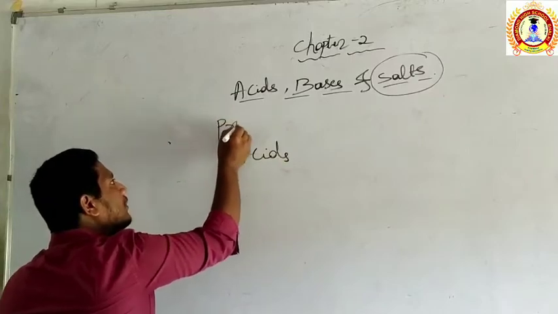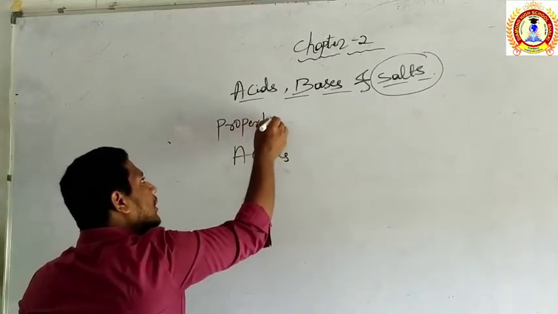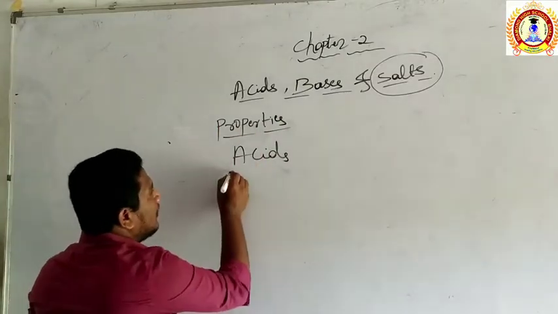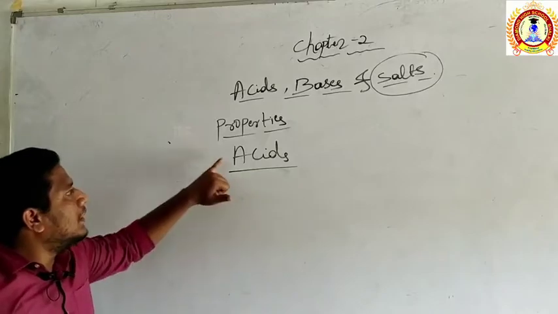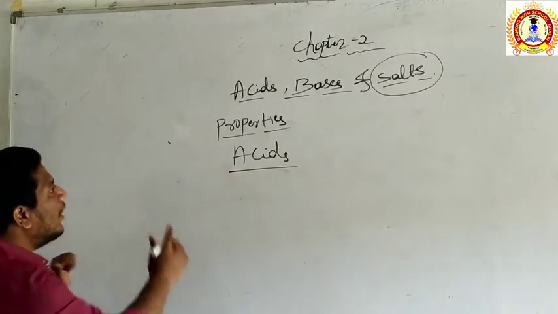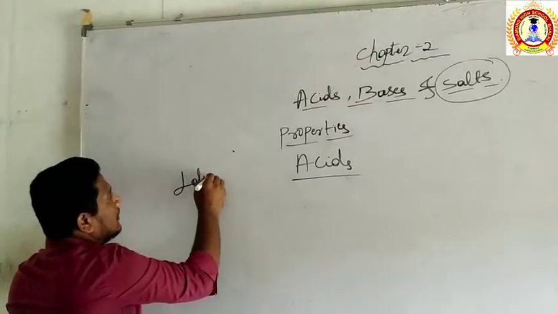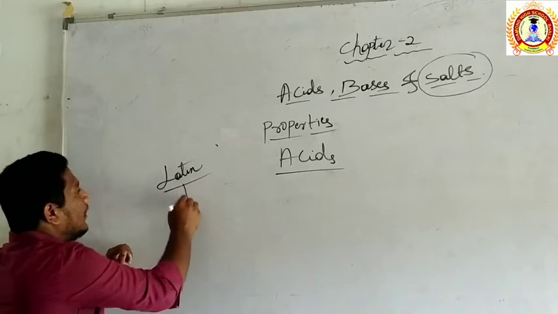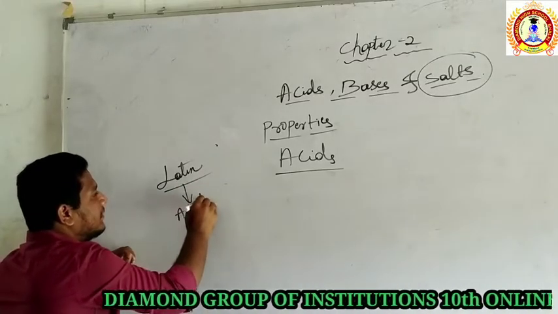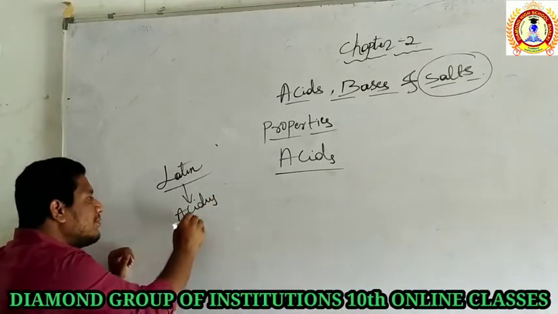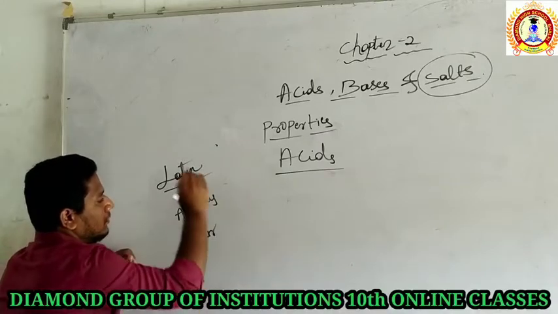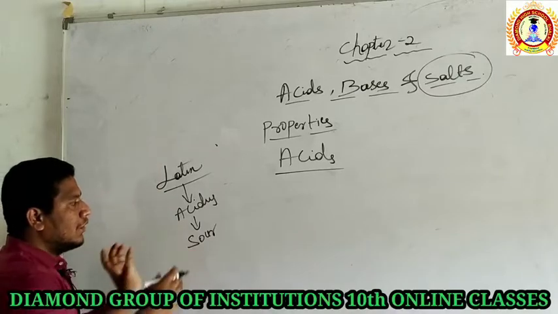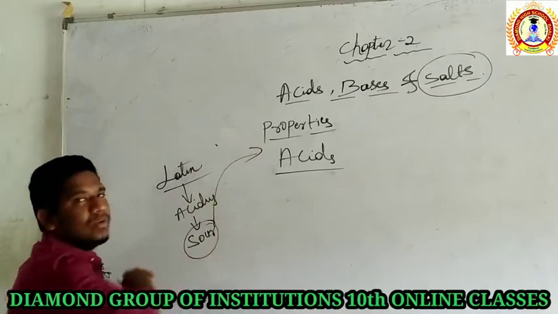The properties of acids. The word acid is derived from the Latin word acidus, which means sour. So what are acids? Acids are sour, right?